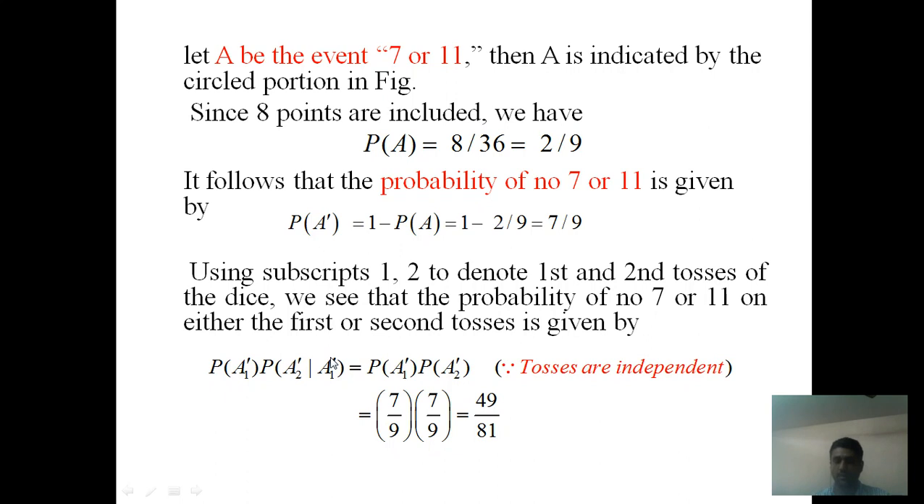But if you observe, when we toss a die, both tosses are independent, and if the events are independent, then we apply that property of probability. So probability of A2 complement given A1 complement is probability of A2 complement, and probability of A1 complement we found is 7 by 9. Similarly, in the same manner, we get probability of A2 complement is 7 by 9, and multiplication leads to 49 divided by 81.